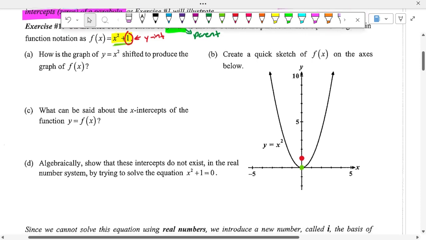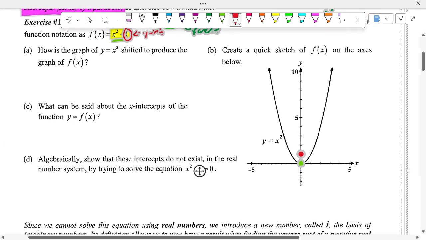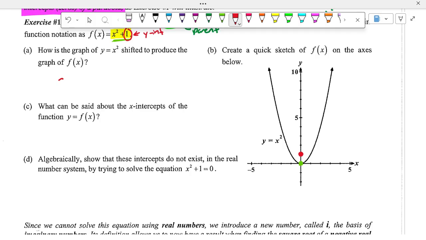So what happened to go from the green point to the red point? What do we do? Did we shift? Did we dilate? Did we reflect? What did we do? Come on, guys. Let's review from unit 1. You shift what? Up 1. Good. So we shift the whole parent function up 1.